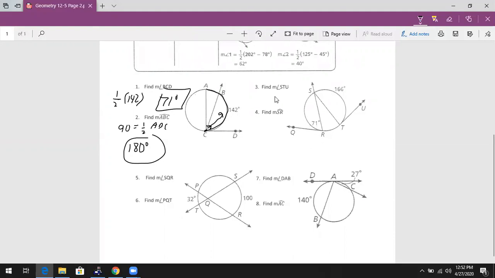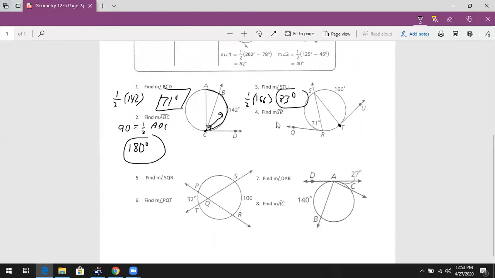Number 3, arc STU. Again, ask yourself, where does the angle intersect? On the circle, or not on the circle? The tangent and chord intersect on the circle. So the angle is half the arc. That's a phrase you should memorize: angle is half the arc. Half of 166. Half of 16 is 8. Half of 6 is 3.